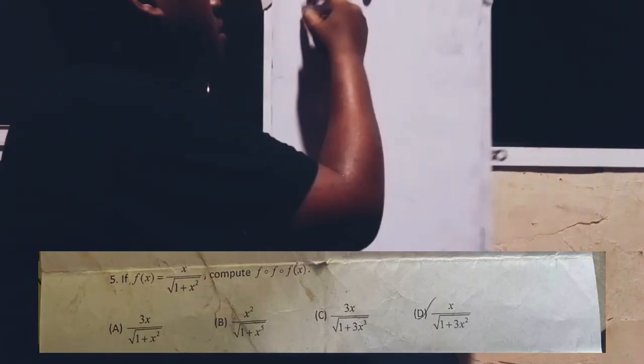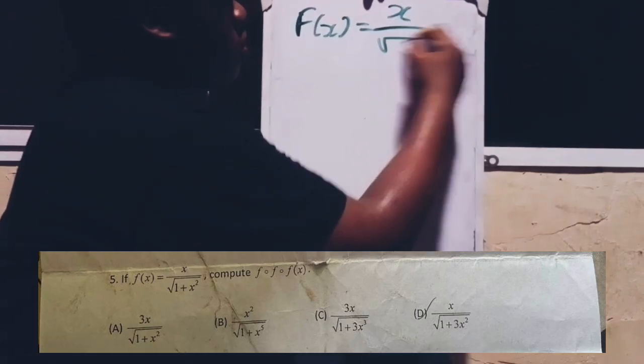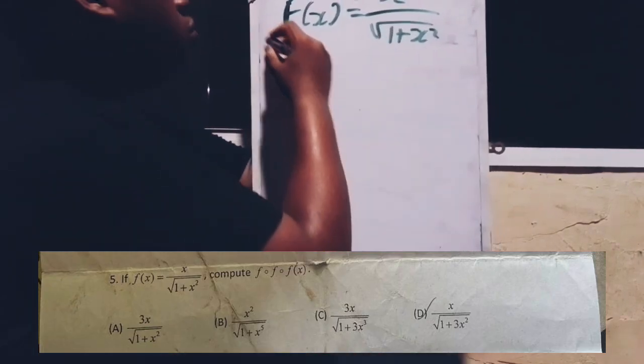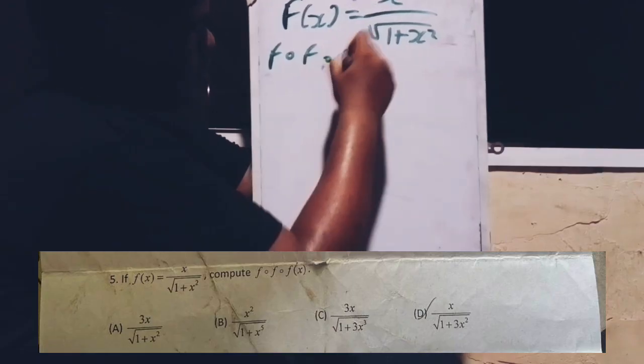If f of x is equal to x divided by the square root of 1 plus x squared, what's the value of, or we should compute, f of x.